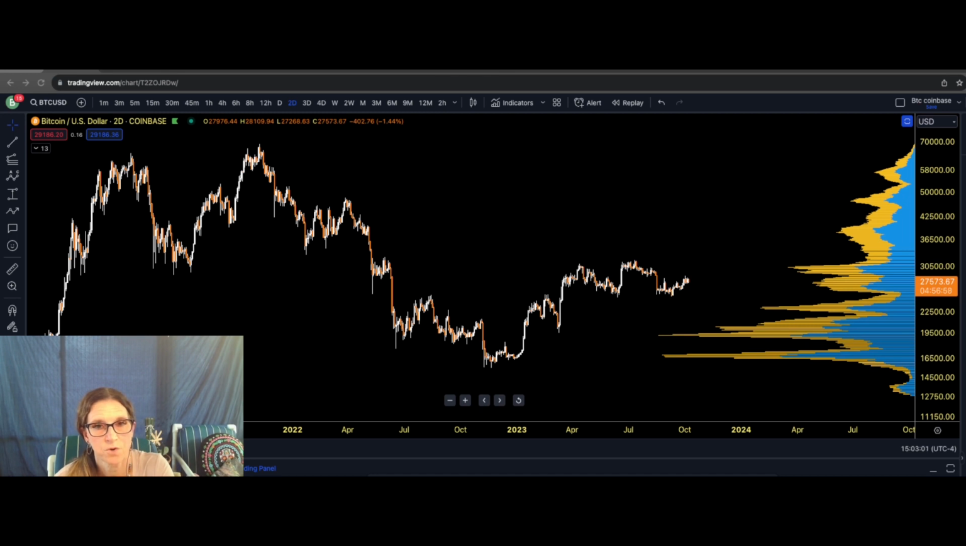Today we're going to go over Bitcoin and ETH. We're going to go from the big picture to the small picture to the lower time frame.